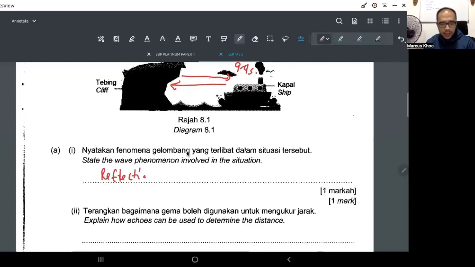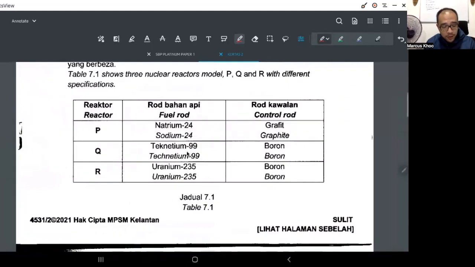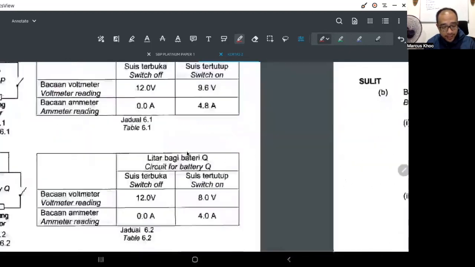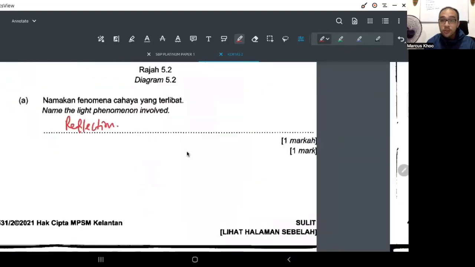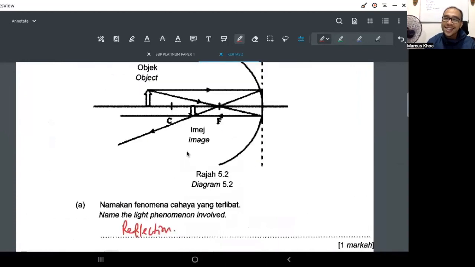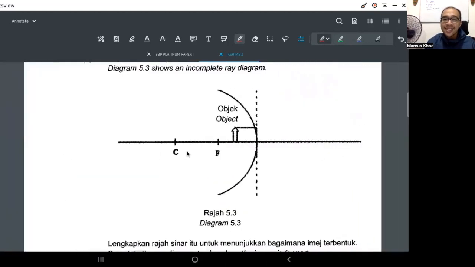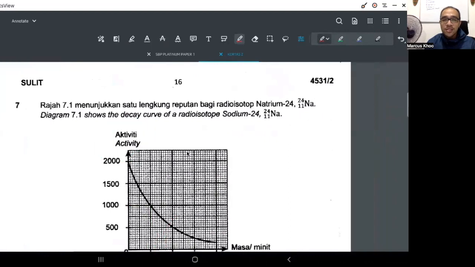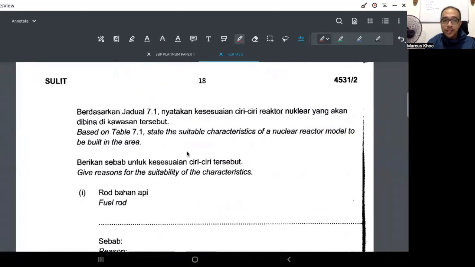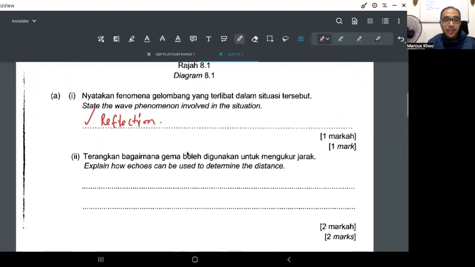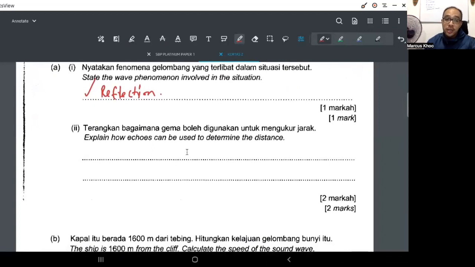Okay, and it's interesting that this paper, 2 times they ask you the same question. This one reflection, then remember just now question number 5, I think. It's also reflection. So it's like, oh, okay. All right. It's a bit strange that they will ask the same phenomenon twice. Okay, but oh well. So explain how the echoes can be used to determine the distance.